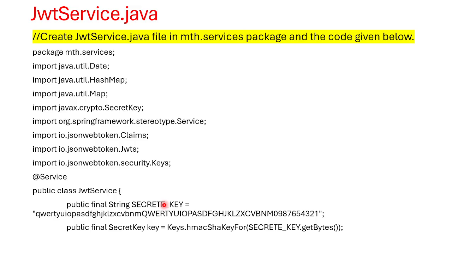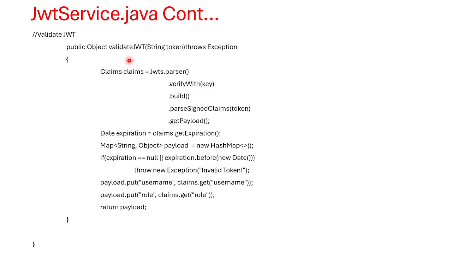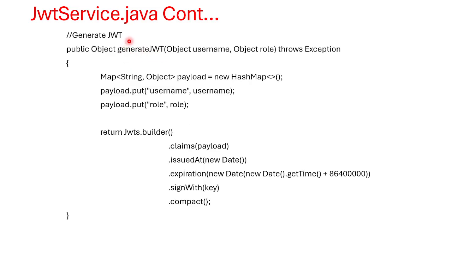For the secret key, we are creating the secret key object with the name key, from the SECRET_KEY that you have provided in the previous step. Now here there are two steps. One is to generate the web token, and another is to validate the web token. Whenever I want to generate the web token, I need to pass the username as well as the role, because the username and role also go into the payload.